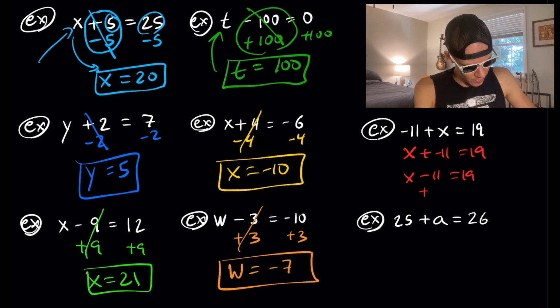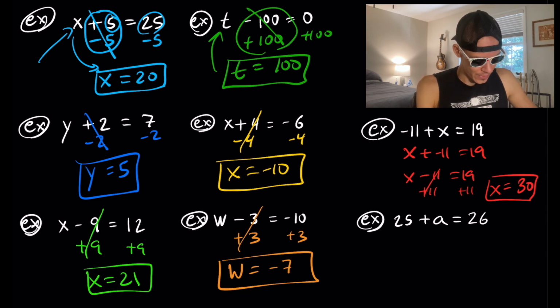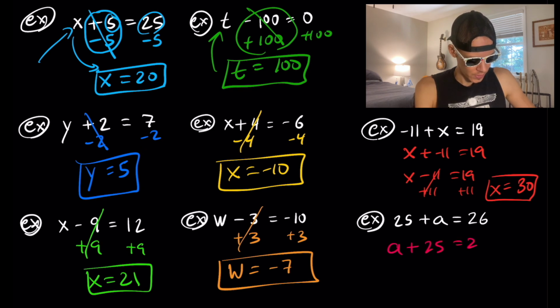So I'll just add 11 to both sides. Those will cancel, and I'll get x is equal to 19 plus 11 is 30. And plug it back in if you need to check. Negative 11 plus 30 is definitely going to give us 19. All right, 25 plus a equals 26. Again, I like to have the variable come first, and it's usually more common that you see it that way. So I'll rewrite it, swap them around, and do a plus 25 equals 26.